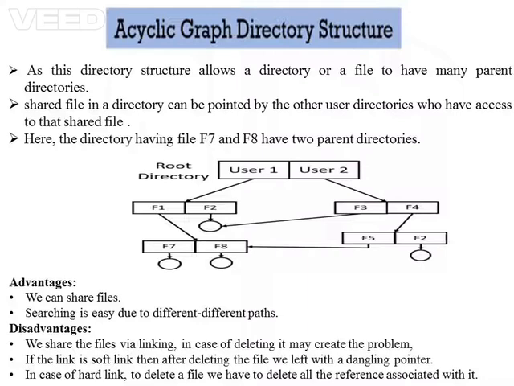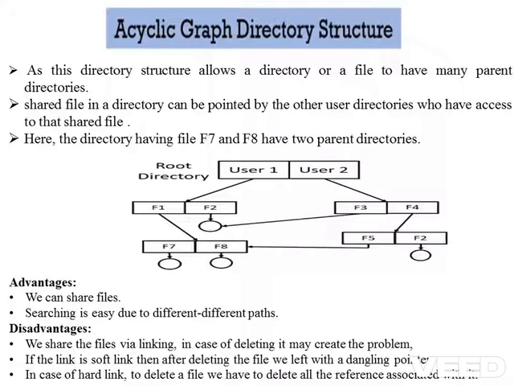We have a root directory and then subdirectory 1 and subdirectory 2. See the diagram. We have files F7 and F8. They have two parent directories. So the advantage of using the acyclic graph directory structure is that we can have file sharing. Also, searching is very easy due to the different paths.